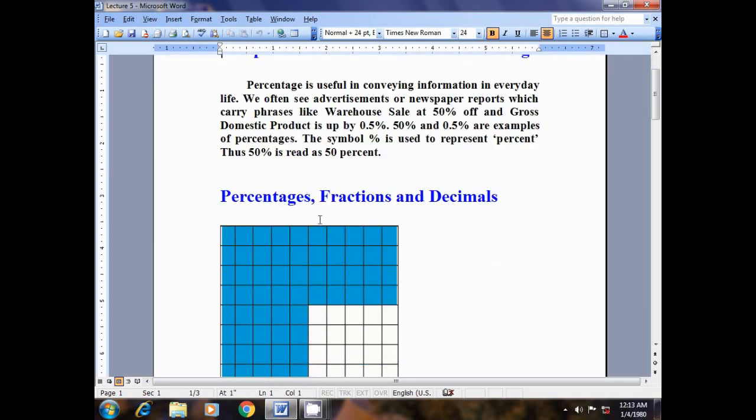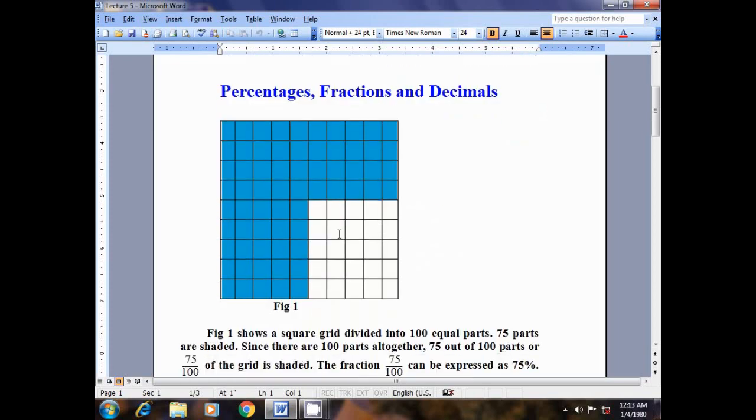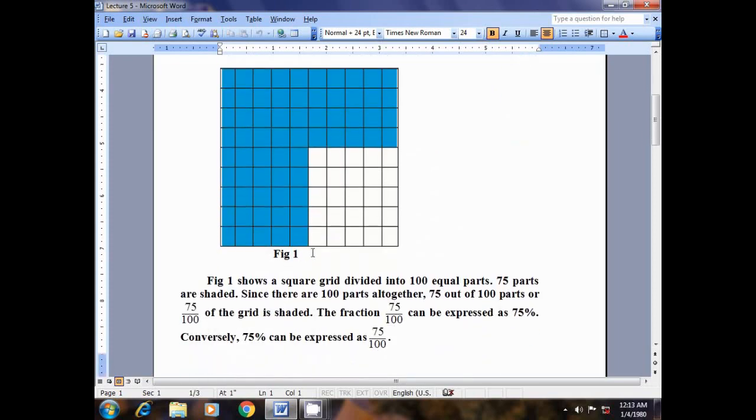Now next topic, percentage, fractions and decimals. It means how can we represent a percentage in fraction form or decimal form. Now look at this figure. This figure shows a square shaped grid divided into 100 equal parts. Now 75 parts are shaded in this figure. Since there are 100 parts altogether, 75 out of 100 parts, or 75 divided by 100 of the grid is shaded. It means 75 parts are shaded while 25 parts of this grid are not shaded.